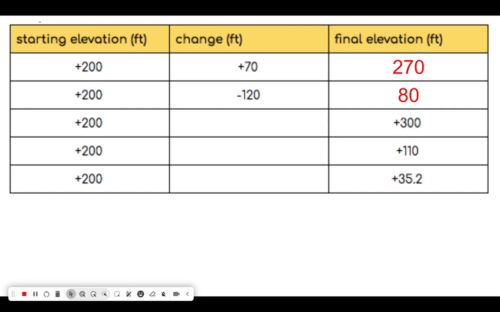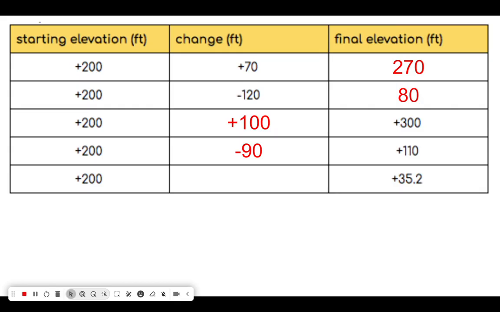Then the next one, it says 200 and then our final elevation is 300. So what's our change? Our change is we are adding 100. If we're starting from 200 and we're going to 110, then our change is negative 90 or minus 90.